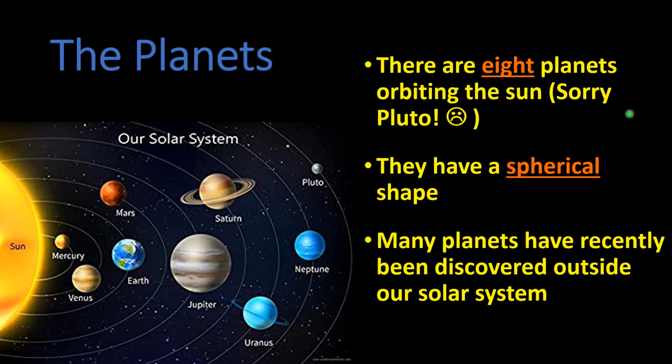So in our solar system, there are 8 planets orbiting the sun. Pluto still orbits the sun. It's just no longer considered a planet. They all have a spherical shape. And like we said, many planets have been discovered outside of our solar system orbiting other stars. And those would all be potential points for life and or of interest to exploration and study for us.